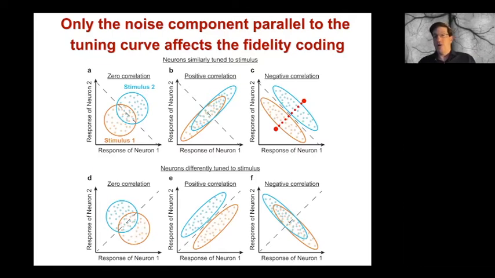And we would come to an opposite conclusion if the two cells were differentially tuned to the stimulus. So the key point here is that it's only the noise component that is parallel to the tuning curve that ultimately affects the fidelity of coding. And this argument generalizes to larger populations of cells than just two.